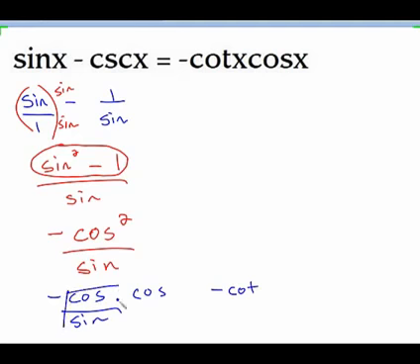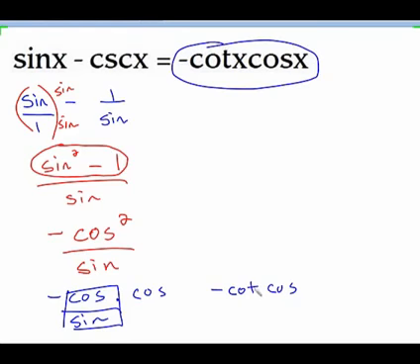This right here is cotangent, right? And then you have the negative times cosine. And that's exactly what we were trying to prove. Okay.